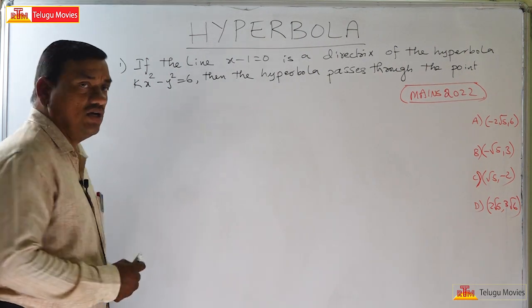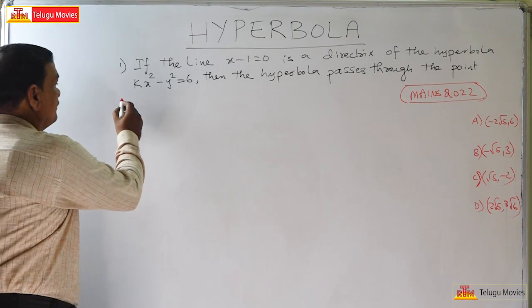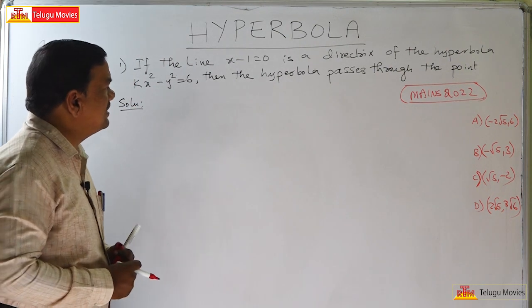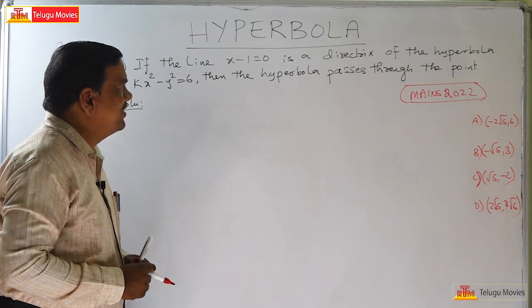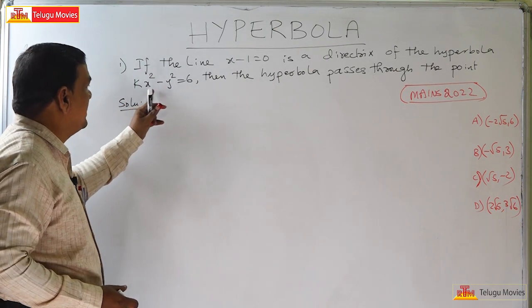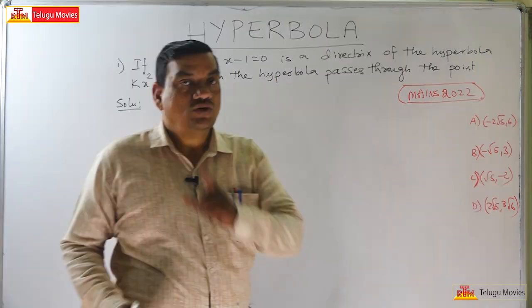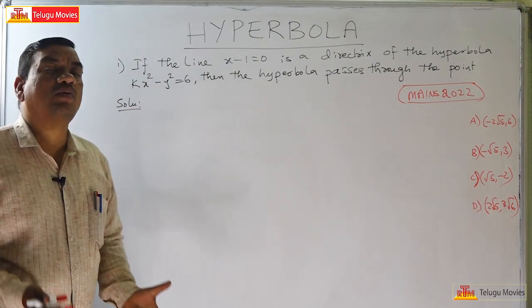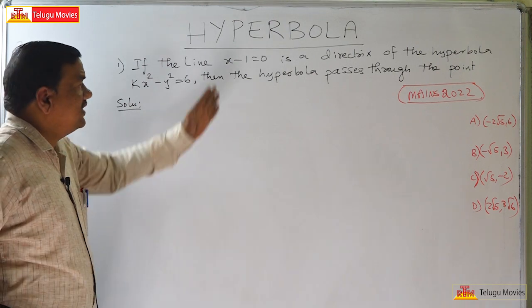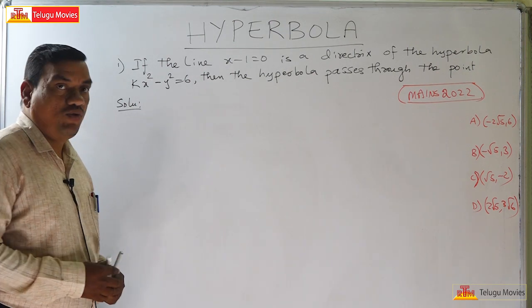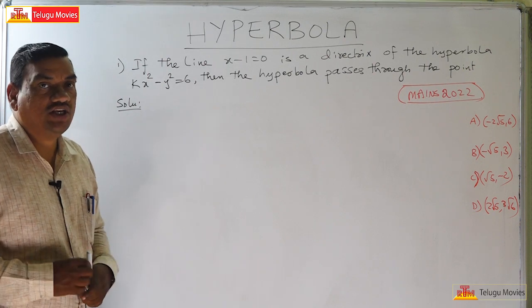First read the problem carefully. If the line x minus 1 is equal to 0 is a directrix of the hyperbola kx square minus y square equal to 6, then the only thing is if you find out the k value, the problem is over. The hint is given that the directrix of the hyperbola is given. So let us start the solution.